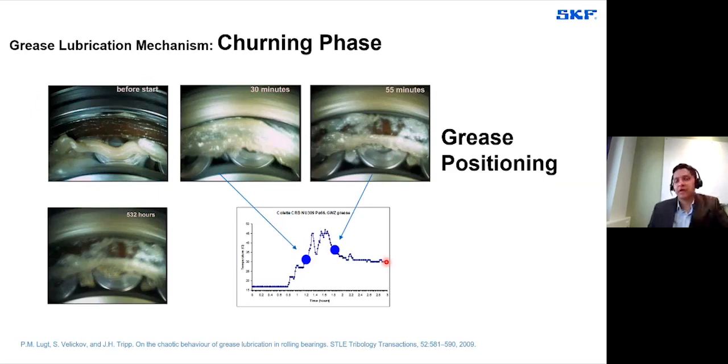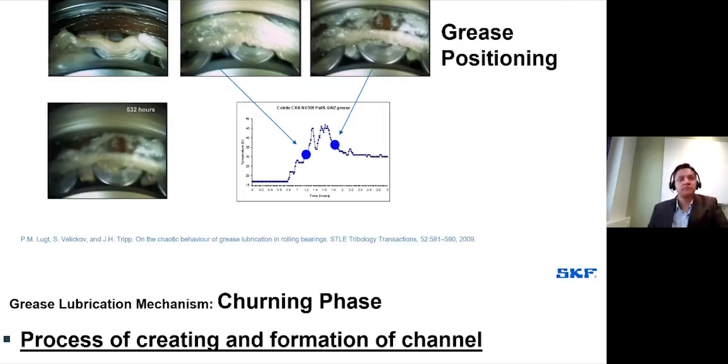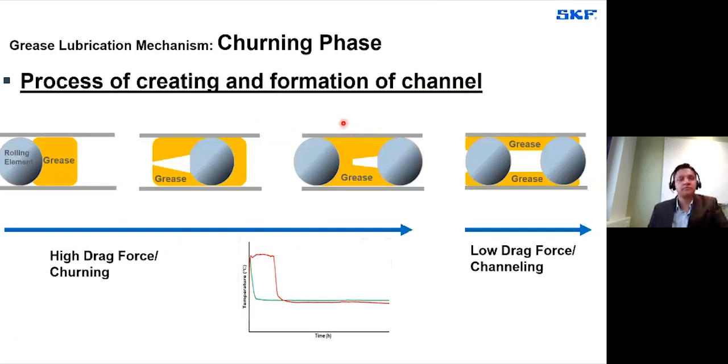So another part in the churning phase is the formation of the channel. So how exactly does the process of creating and forming the channel happen in this case? This is again a schematic representation of it. What you see is a bearing arrangement. You have the rolling element, the inner ring, outer ring, and a chunk of grease. This situation is just before starting the bearing operation.